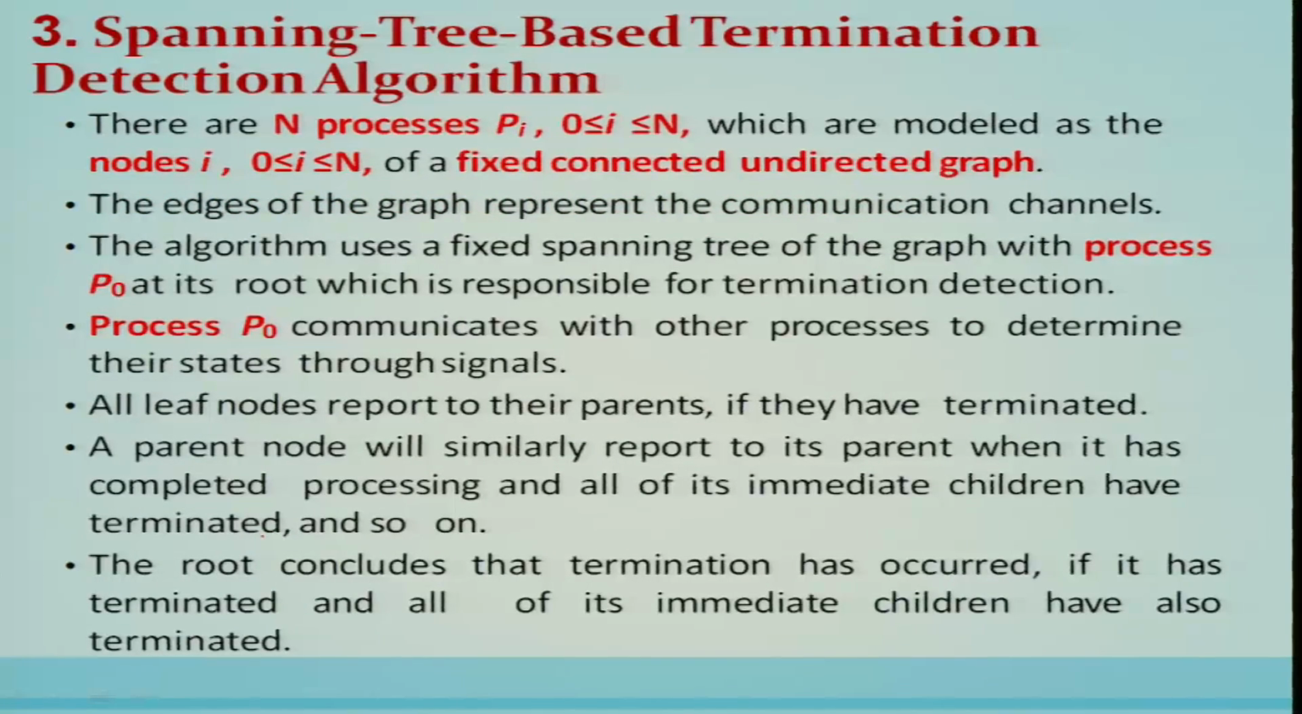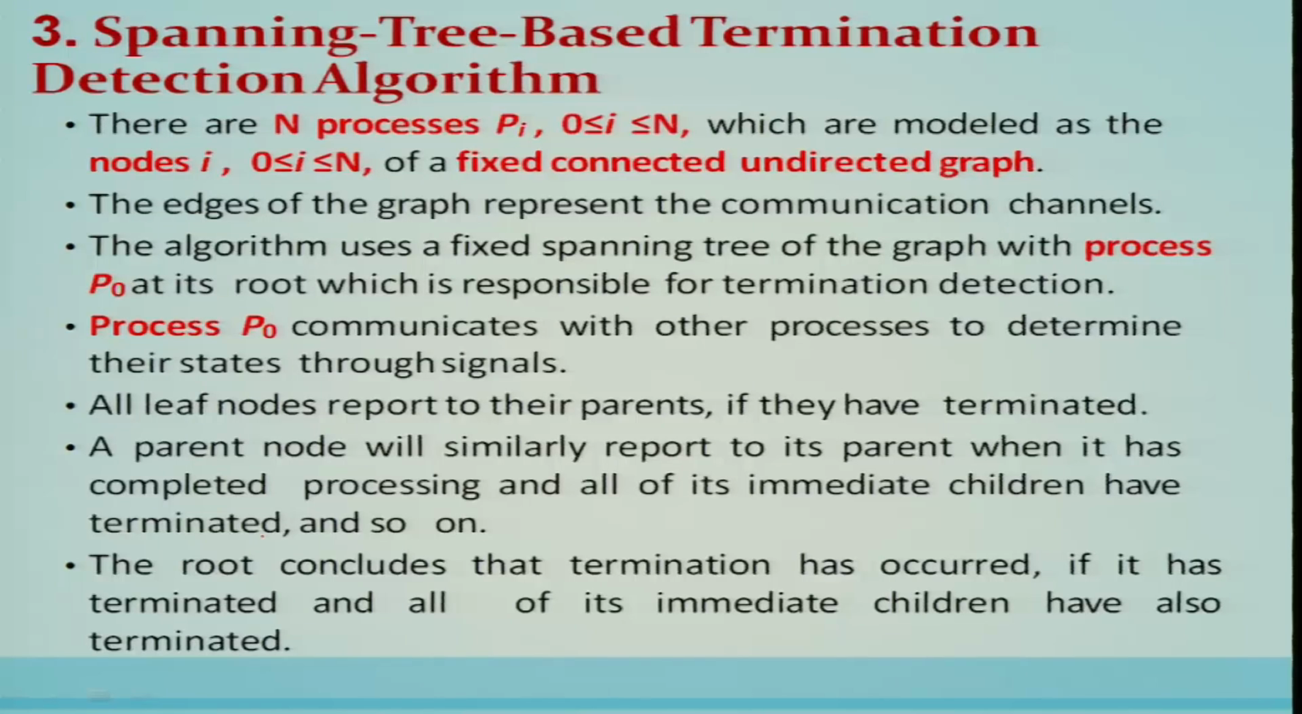Third algorithm, spanning tree based termination detection algorithm. Now we consider in this algorithm that there are n processes, Pi, which are modeled as the nodes of a fixed connected undirected graph. The edges of the graph represent the communication channels. The algorithm uses a fixed spanning tree of the graph with the process P0 at the root, which is responsible for the termination detection. Process P0 communicates with the other processes to determine their states through signals.